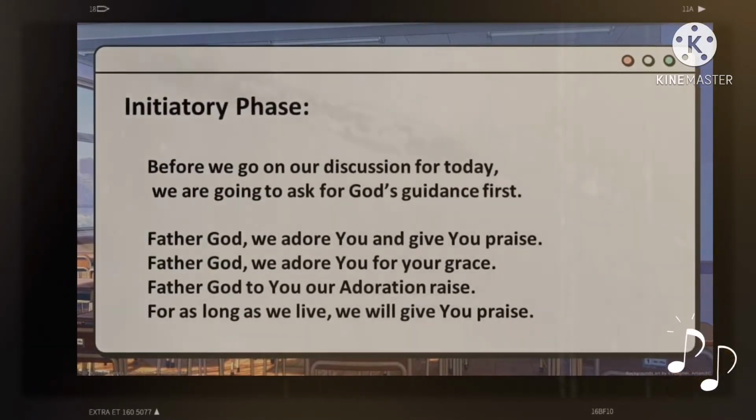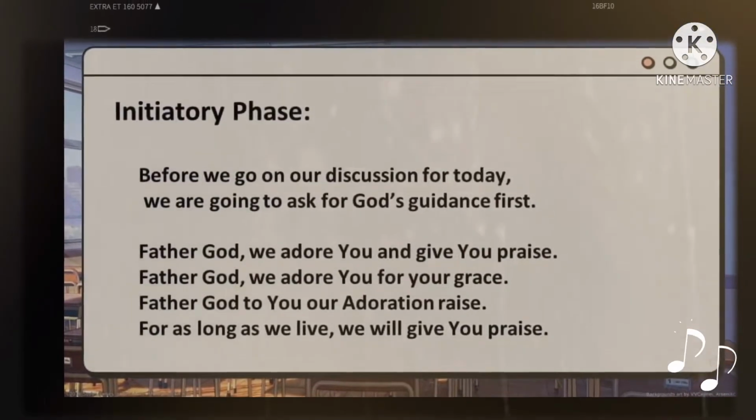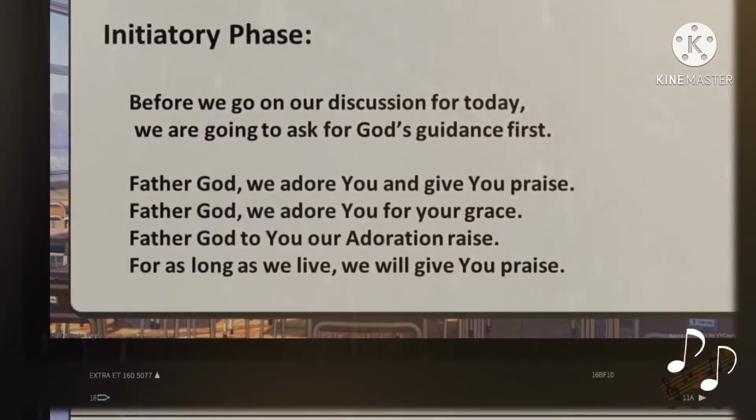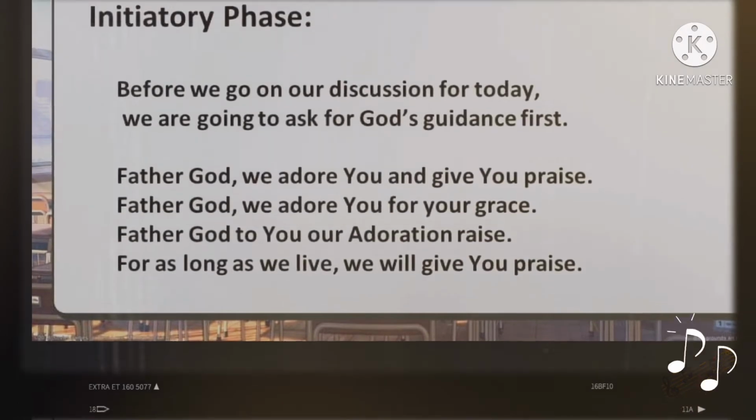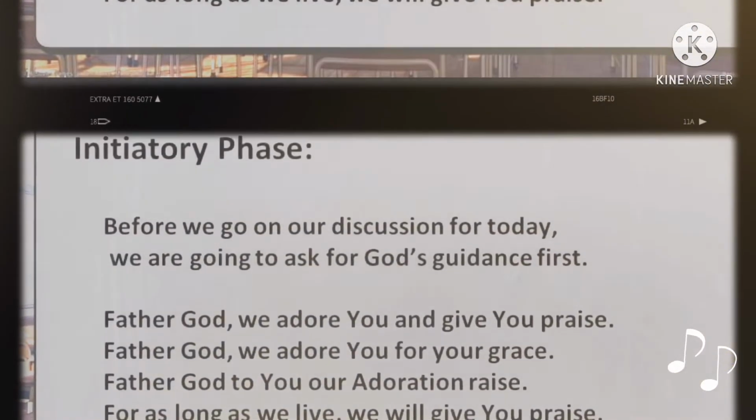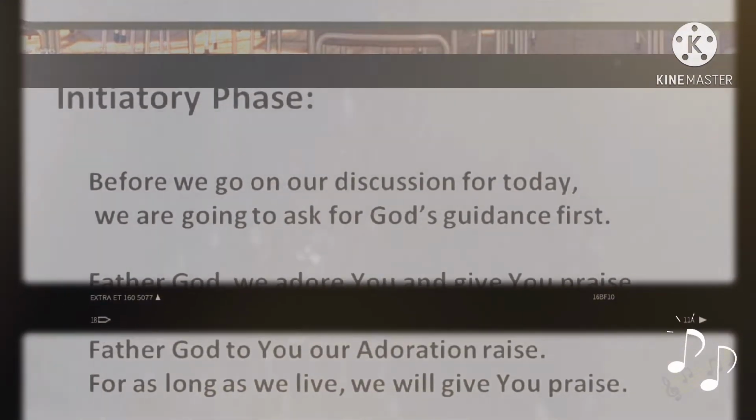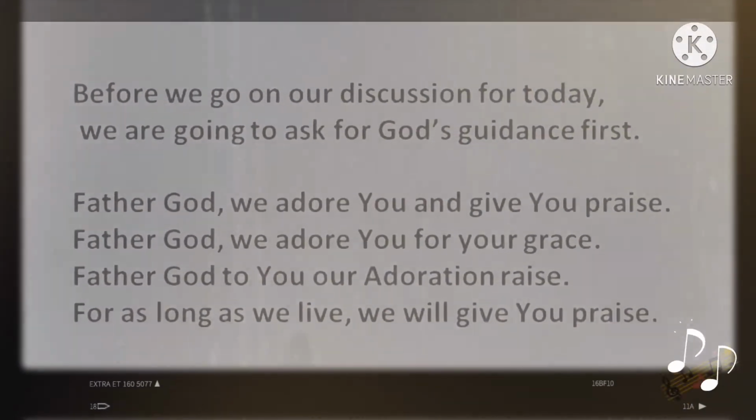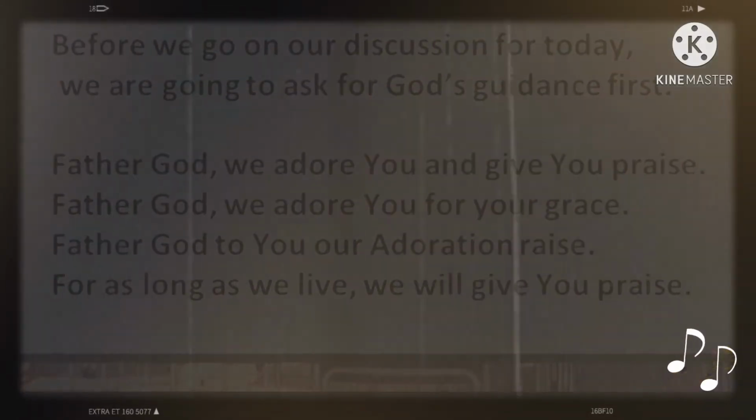Father God, we adore you and give you praise. Father God, we adore you for your grace. Father God, to you our adoration raise. For as long as we live, we will give you praise.